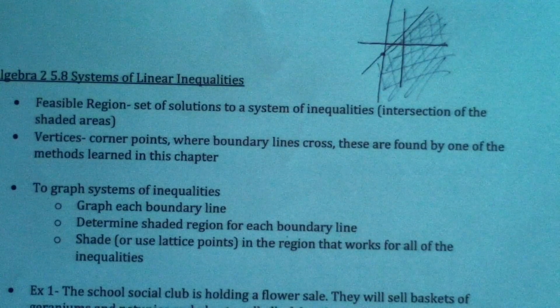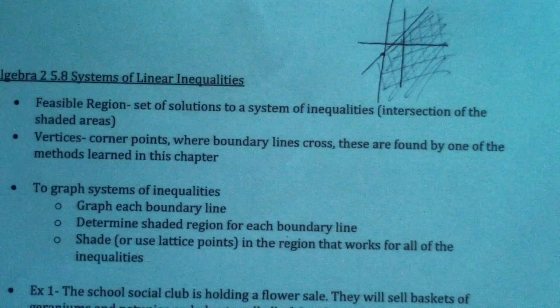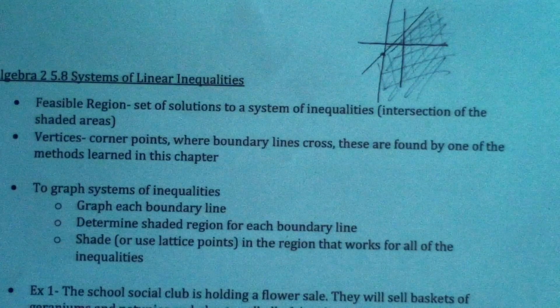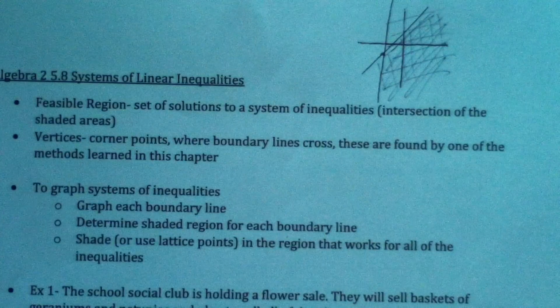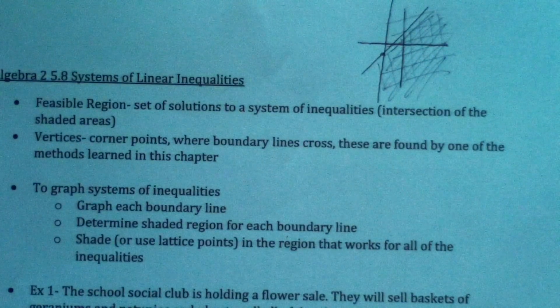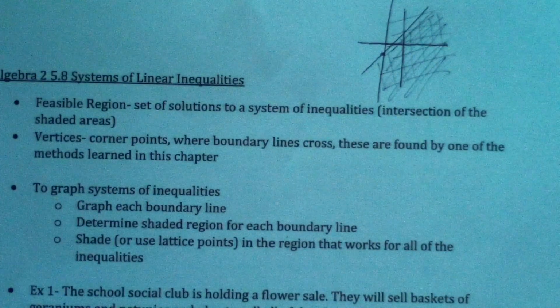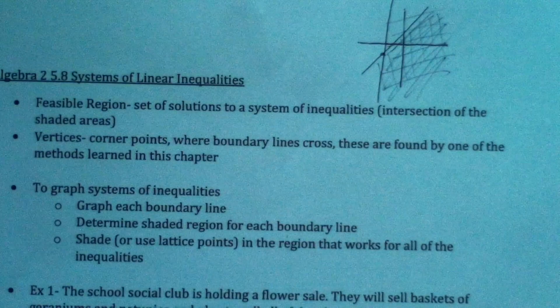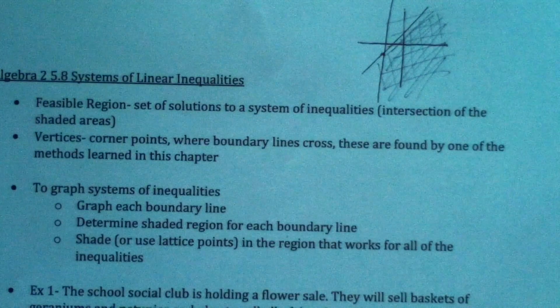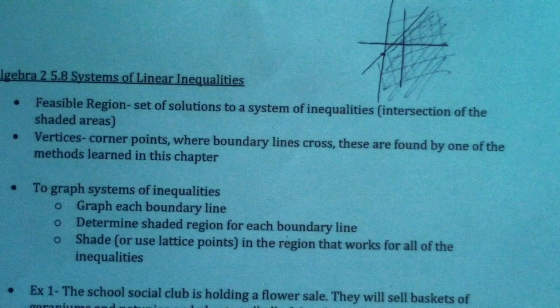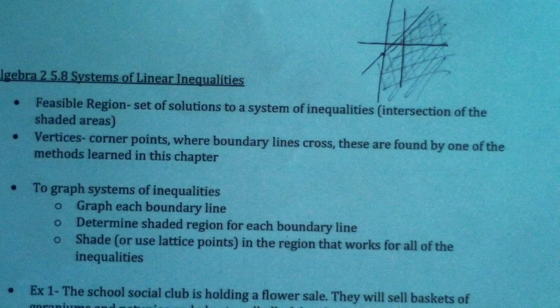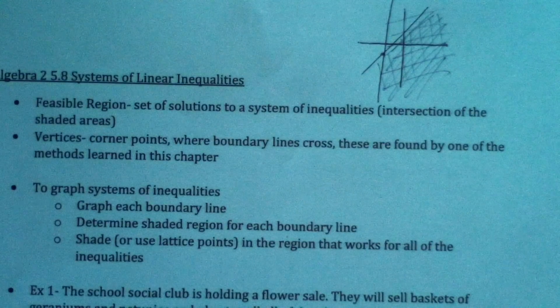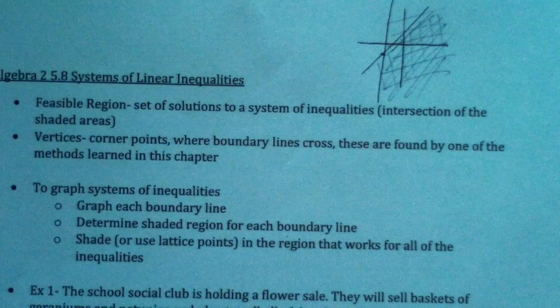For the steps for graphing these inequalities, the first thing you want to do is graph out your boundary lines. So whatever equation they give you, or I guess it's an inequality because it'll have the less than, greater than signs in it, you want to graph that out. Figure out where you're doing your shading, whether on the top, bottom, right, left, that kind of thing. And then, like I said, the feasible region is the double shaded area.